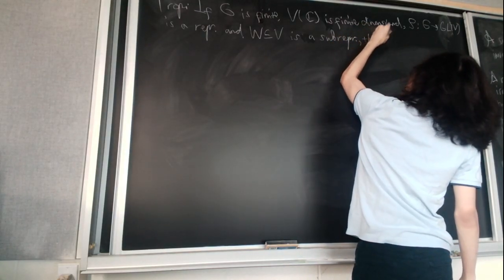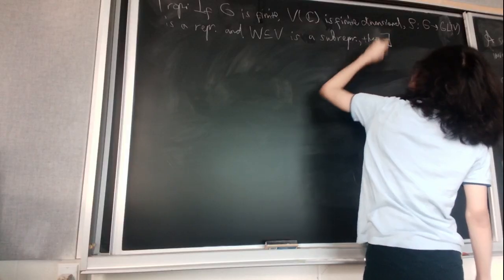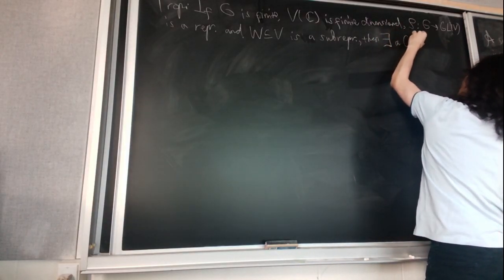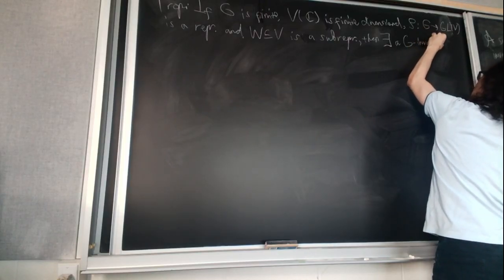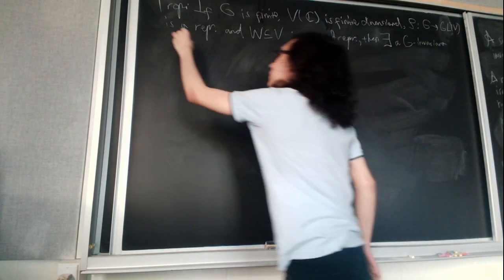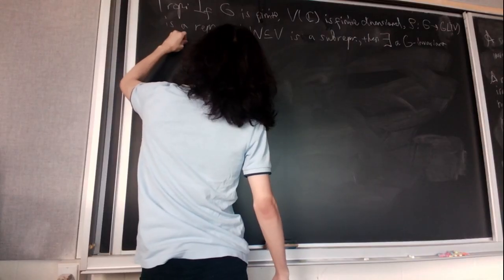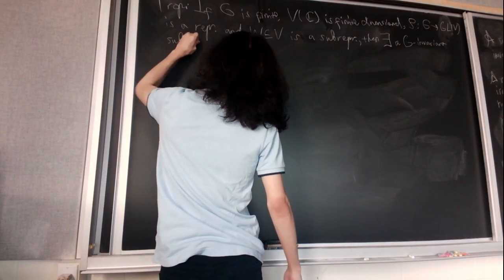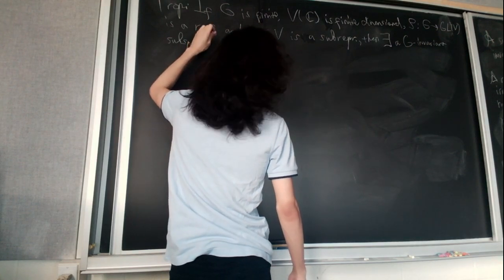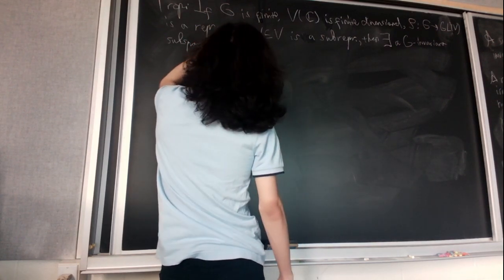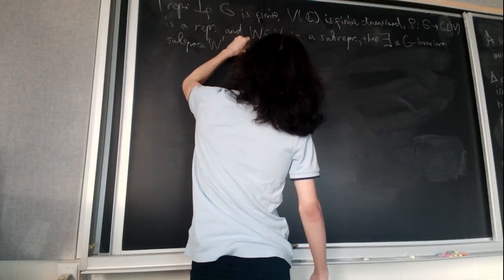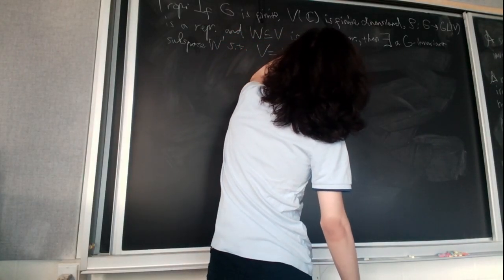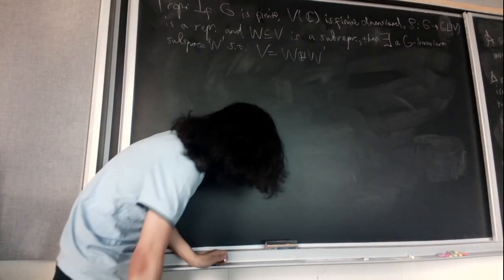Then there exists a G-invariant subspace. Let's call it W prime, such that V is a direct sum of W and W prime. Okay.